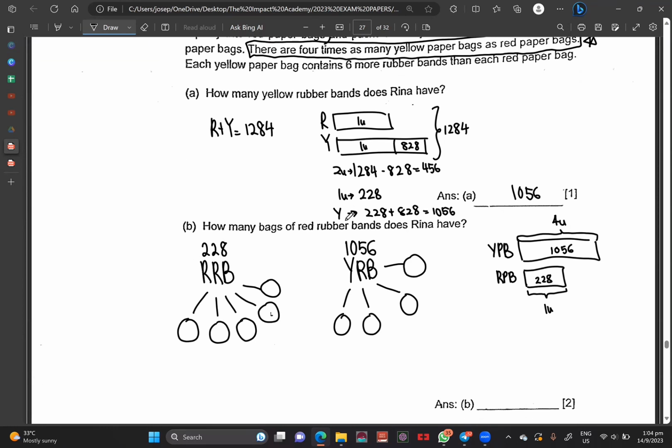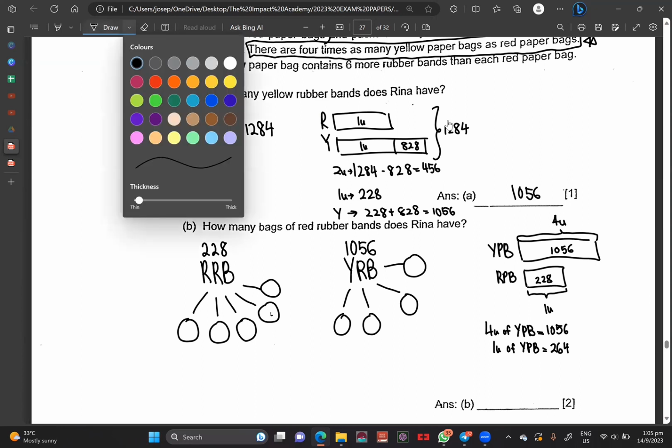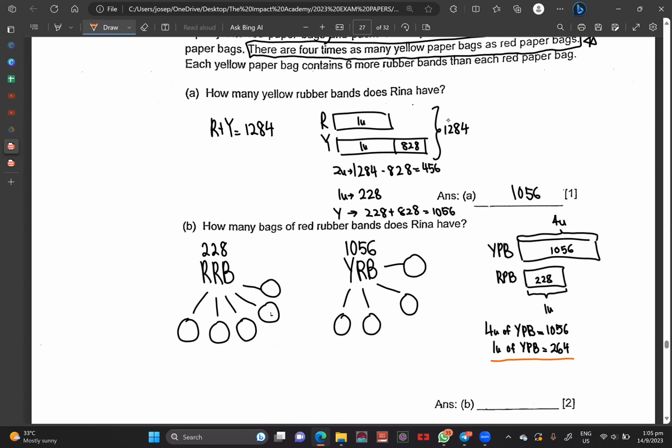So from here, what I can say is that 4 units of yellow paper bag is equal to 1056. We want to get to 1 unit of yellow paper bag. We will simply have to do 1056 divided by 4, and we get 264. Now you do realize that the number of rubber bands in each paper bag is different. You have to recognize that. Then we move on to the next one. We know that 1 unit of RPB, that means red paper bag, is equal to 228. This 228 is 228 rubber bands.